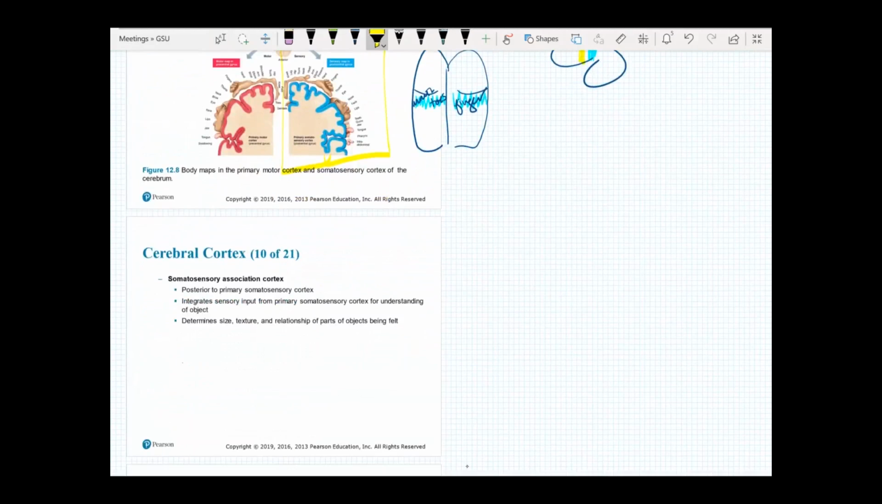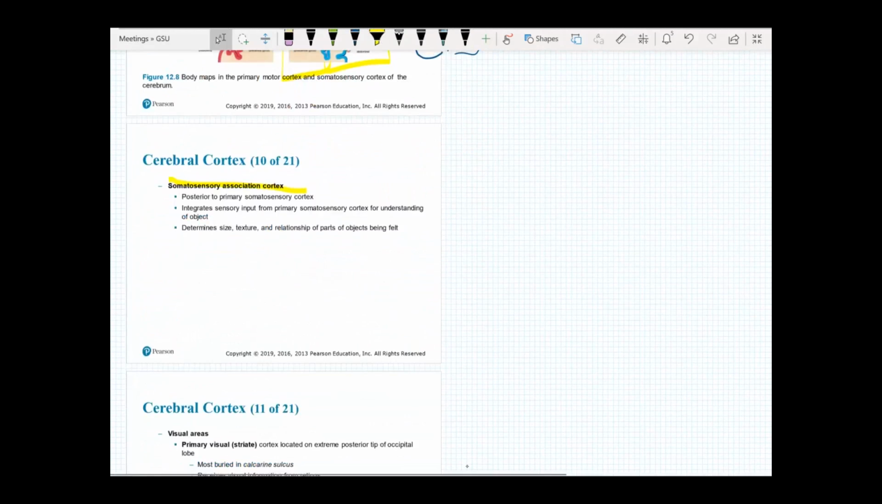Okay, there's also a somatosensory association cortex, which is going to be like a secondary cortex. And this is where you'll get size, texture, and relationships of objects determined and figured out, because your somatosensory is going to be telling you the shape, the general texture, and some other characteristics about it.